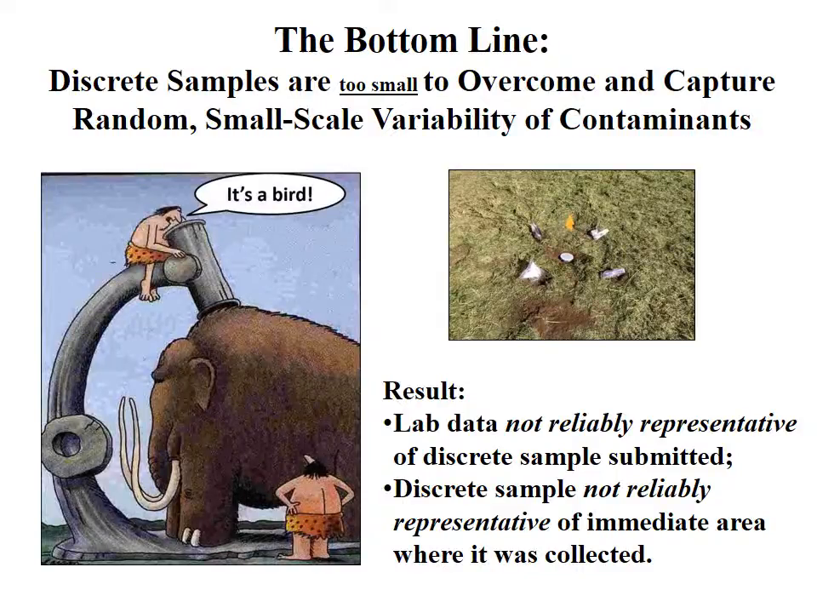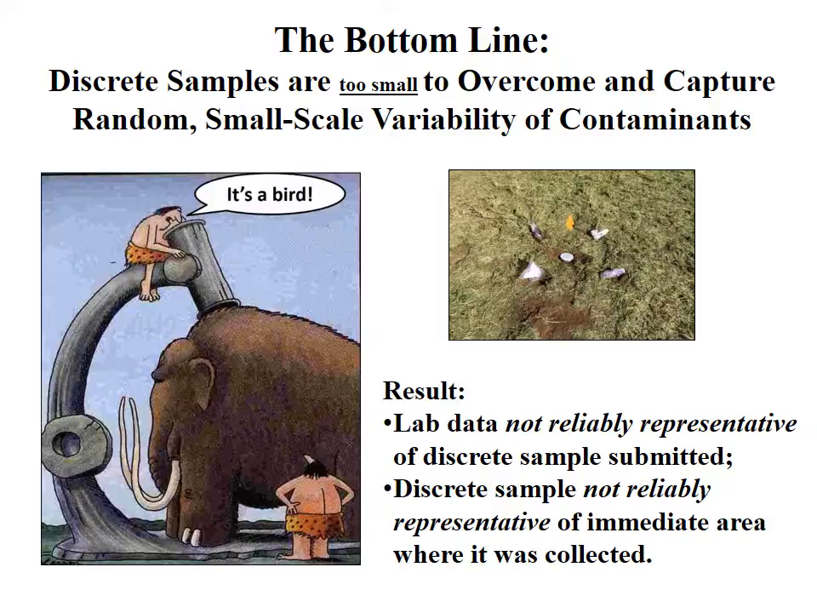So here's the bottom line then. Discrete samples are just simply too small to overcome and capture random small-scale variability of contaminants in soil. Now, the farmers and miners have known about this for decades. They started to realize this problem back in the 1950s and 60s and quickly moved away from discrete samples. In the environmental industry, it only really started in the 90s with the Army Corps of Engineers, and in the early 2000s with states such as Hawaii. It's just now catching on.